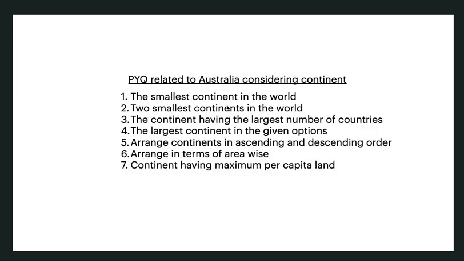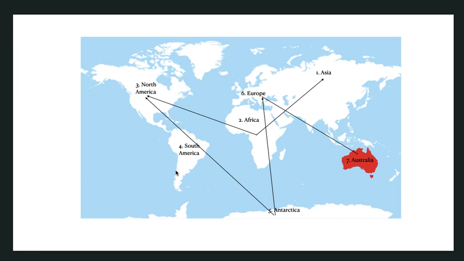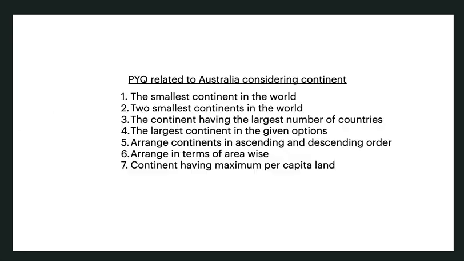Which is the smallest continent, two of the smallest continents, which continent has the largest number of countries. This might be a bit difficult, but still you can answer by looking at the different continents listed here, and arranging the continents in ascending and descending order area-wise. And the last might be a bit tricky, but you should do a little bit of homework. You'll come to know about the continent having maximum per capita land.